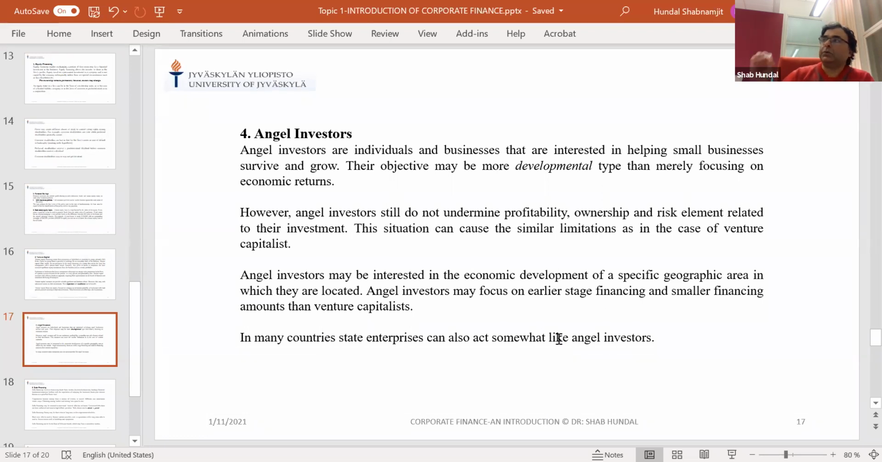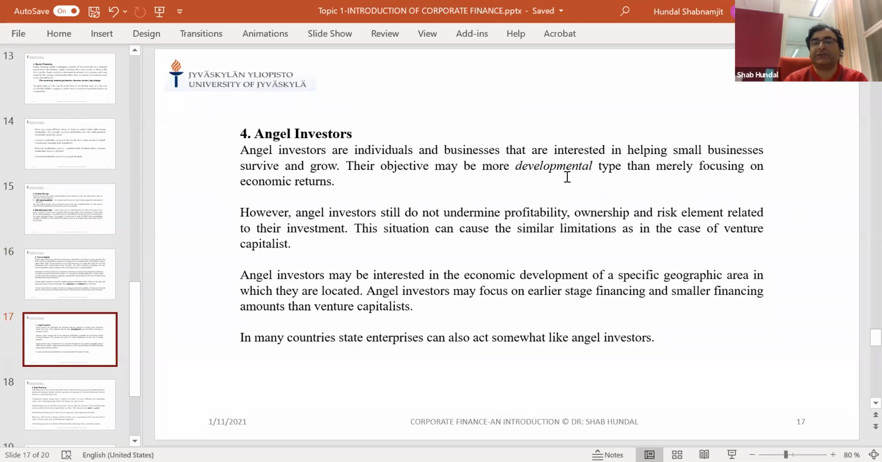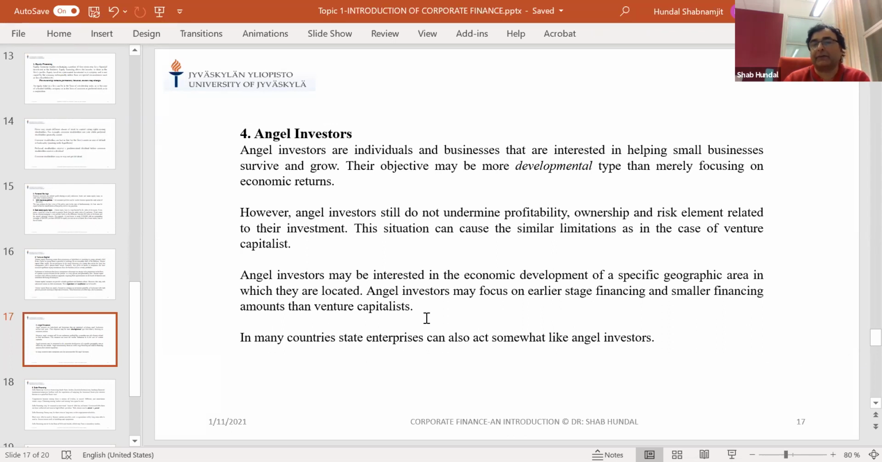But even though they are less restrictive about profitability, to some extent, the element of problems that we discussed, the impatience and interference, which is coming from the venture capitalist, also exist in case of angel investors too, even though the degree of this shortcoming is not as big as what we discussed in case of the venture capitalist. And as I said, in many countries, especially in the developing countries, there are some public sector development organizations which are doing this job of angel investors.